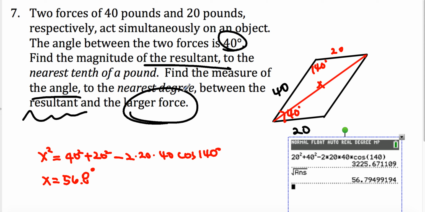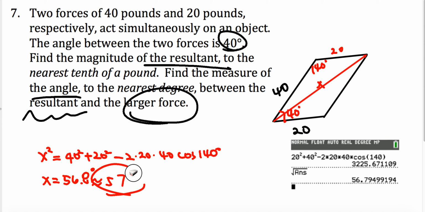But in this case, nearest degree, so this will be equal to 57 degrees would have been our answer. Oh, actually, what I just found out was the resultant. So it's actually pound, nearest tenth of a pound. So I just got the answer already here. Somehow I just misread the other portion.